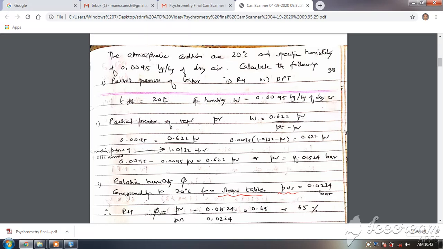So this is PV. Once you know this PV, the partial pressure of vapor, then the corresponding temperature in the steam table is the dew point temperature. Okay, when the dew point temperature is given, the corresponding saturation pressure is PV, and when we calculate PV, the corresponding temperature is the dew point temperature.